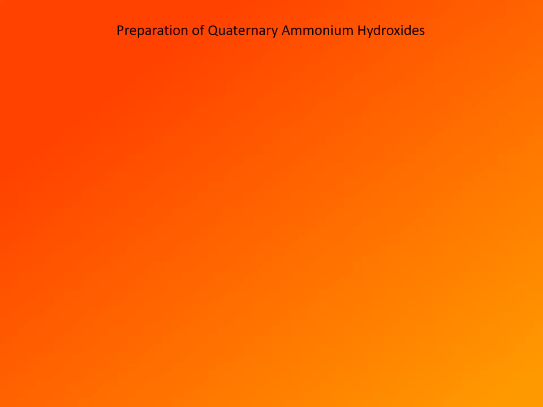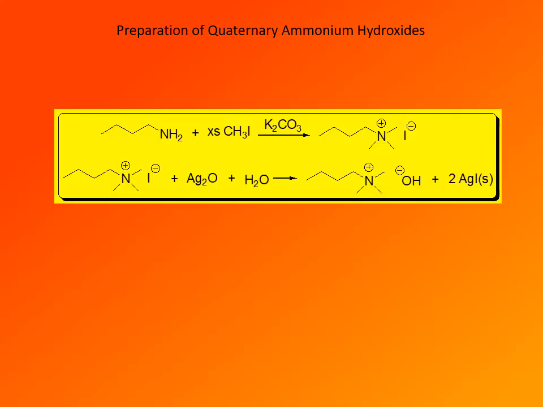Of course, if we want to carry out elimination on a quaternary ammonium hydroxide, first we have to prepare it. And here is an example of preparation of such a compound. We start with an amino compound, and then we carry out exhaustive methylation with iodomethane. We can examine that on the example of 1-butane amine. So we treat 1-butane amine with excess iodomethane in the presence of potassium carbonate. Potassium carbonate is used as a mild base, and it reacts with any evolved hydrogen iodide to keep the reaction solution neutral. So the product is butyl trimethyl ammonium iodide.